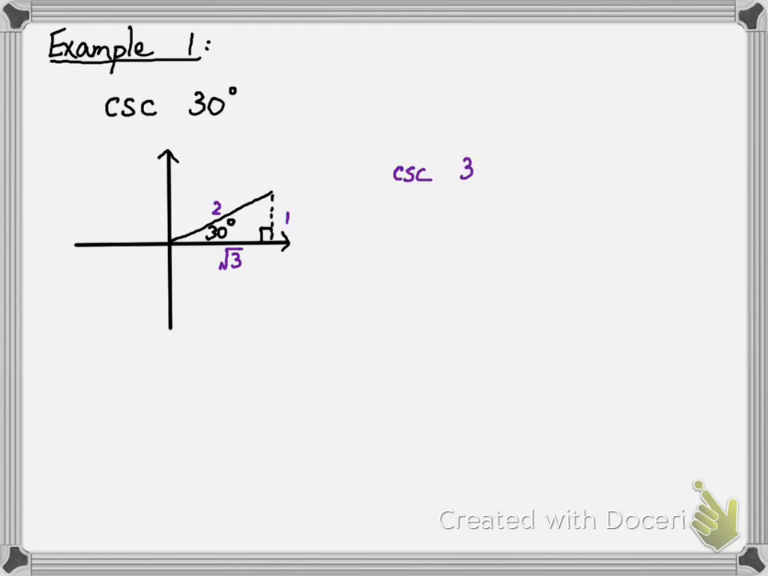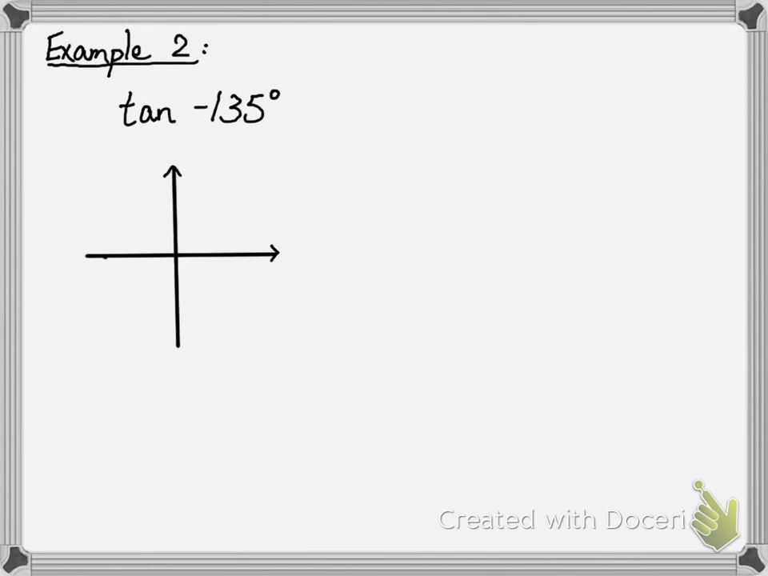Cosecant of 30 degrees equals hypotenuse 2 over the opposite side 1, and therefore cosecant of 30 degrees equals 2. Example number 2. Tangent of negative 135 degrees. Since the angle is negative, we will travel clockwise. Now again, we will draw a vertical dashed line from the terminal side onto the x-axis.